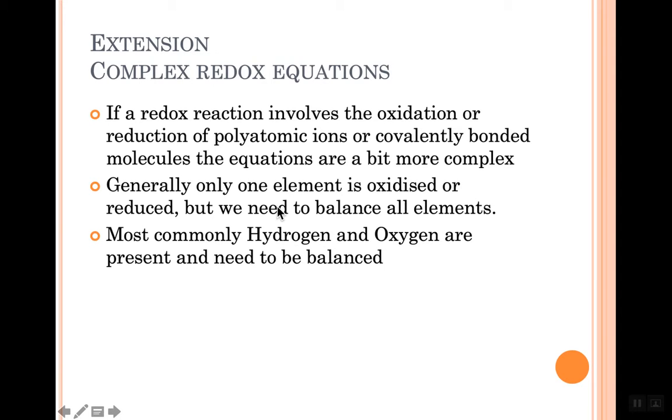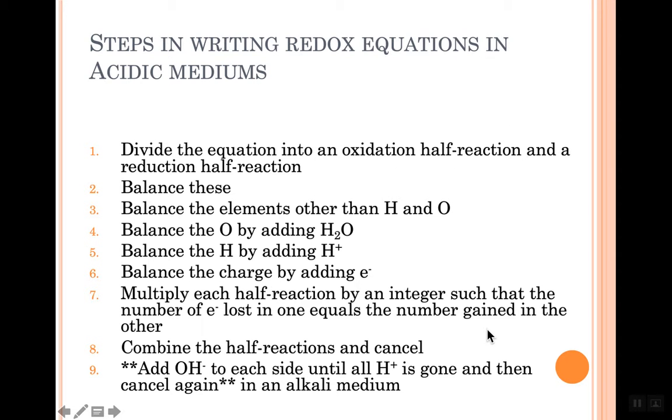And most commonly, the ones we're messing around with, the extra ones, are hydrogen and oxygen. So let's look at some of those examples. The steps, first of all, and I'll go through the steps and then we'll look at an example. The first thing we do, as always, is we divide it into the oxidation and the reduction half equations. And you balance those as best you can to start with. You balance first the elements that are other than hydrogen and oxygen.